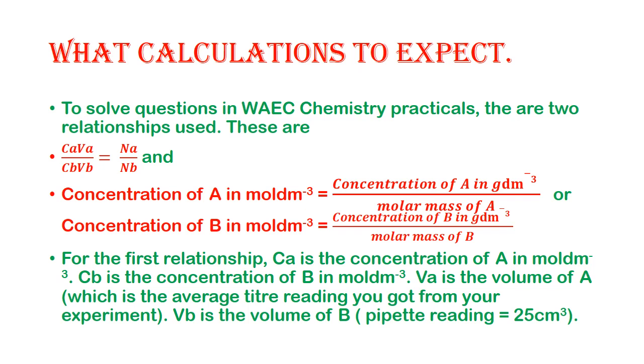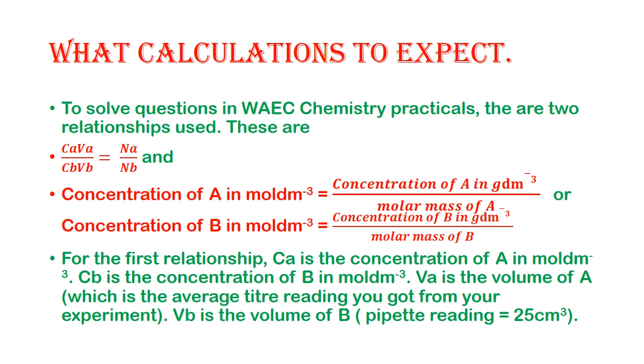Or we use concentration of B in mole per dm cube equals concentration of B in gram per dm cube all over molar mass of B. These two are actually one relationship. Do you understand? That is, the concentration of a particular solution in mole per dm cube will be equal to the concentration of that same solution in gram per dm cube all over the molar mass of that same solution.